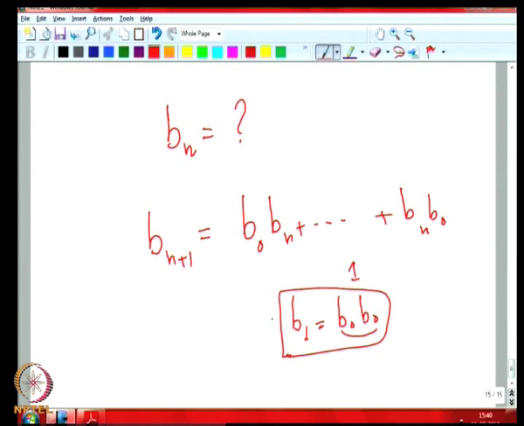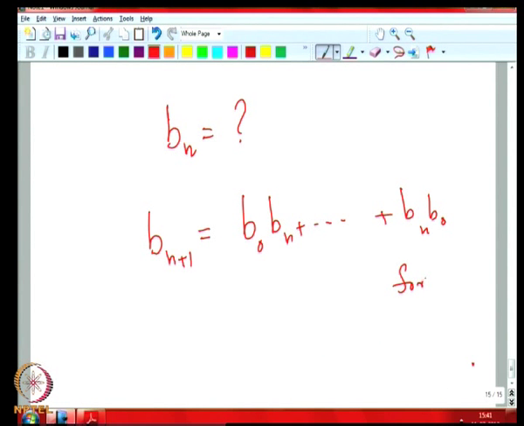Even for B2 also it will work. B2 is equal to B0 into B1 plus B1 into B0. This is 1, this is also 1, together it is 2, which means that we have put a root. We can decide to make this empty and there is 1 here, or we can decide to put 1 here and make this empty. So, therefore, this is true for n greater than or equal to 0 till infinity.